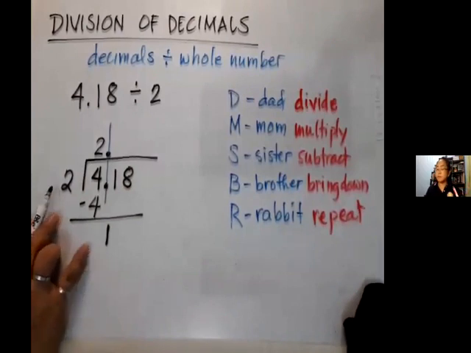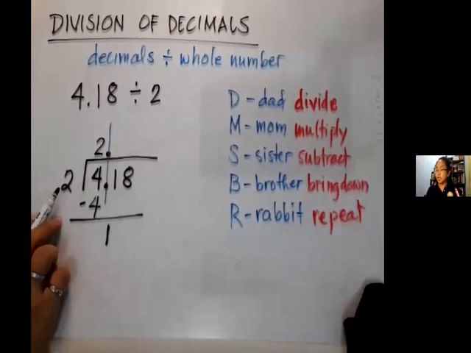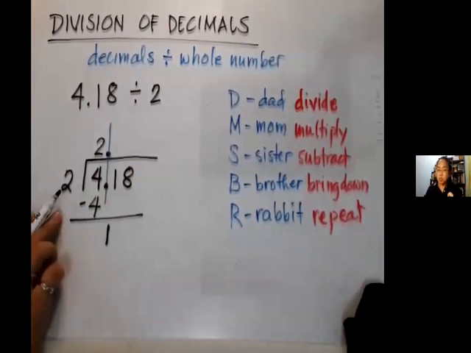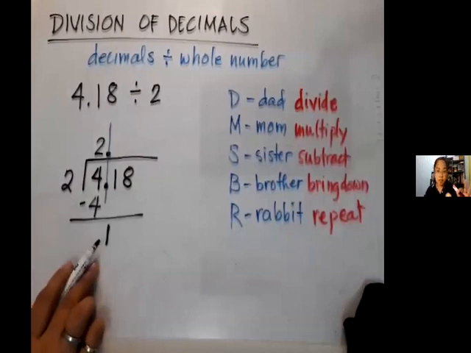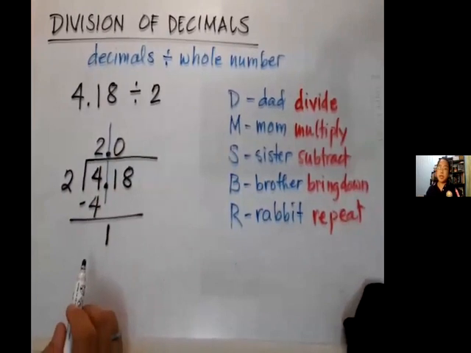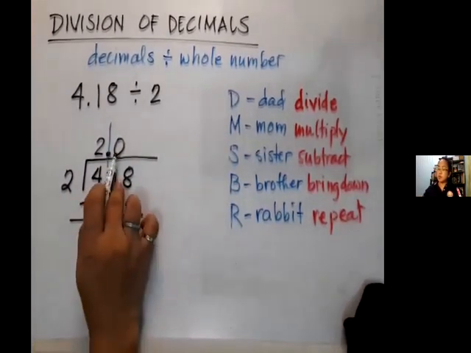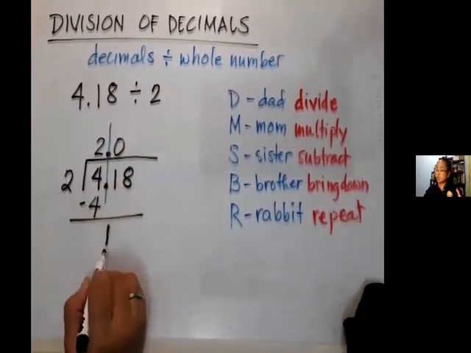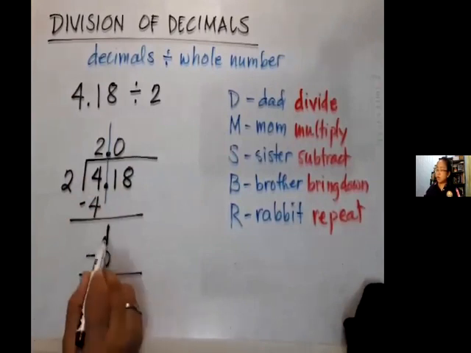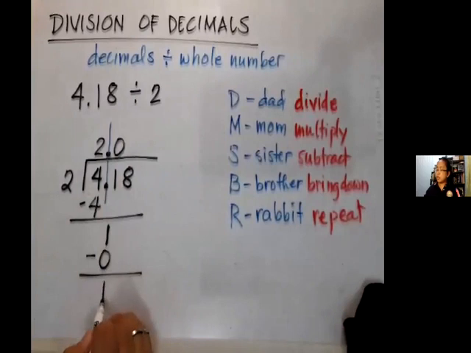Kasi pag nagdi-divide kayo, it's how many 2's are there in 1? Okay? Pag naglo-long method kayo, how many 2's are there in 1? There's none. So, we'll have 0. Okay? And then we multiply. 0 times 2 is 0. Then we subtract. 1 minus 0 is 1.